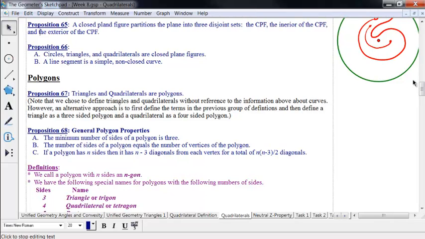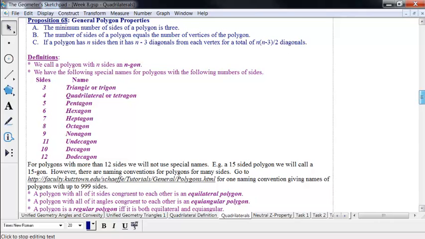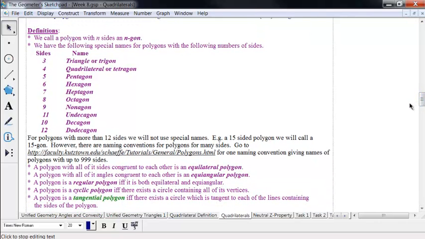Some general properties of polygons. The minimum number of sides of a polygon is 3. The number of sides of a polygon equals the number of vertices of the polygon. If a polygon has n sides, then it has n minus 3 diagonals from each vertex for a total of n times n minus 3 over 2 diagonals. We can name a polygon with n sides. We could call that an n-gon.